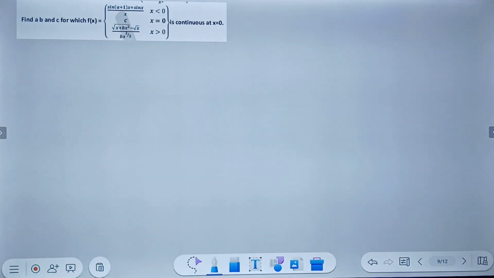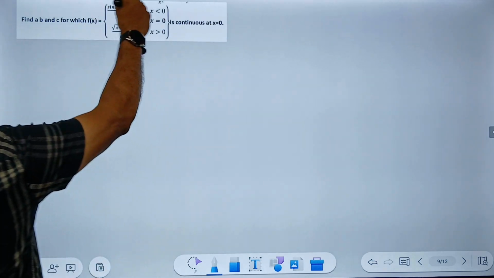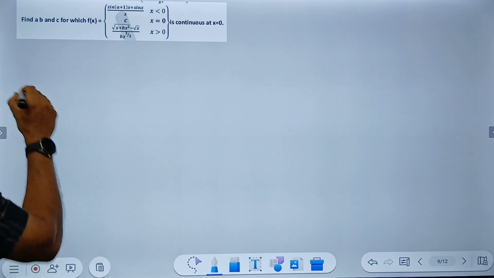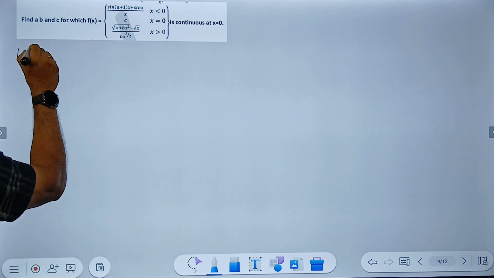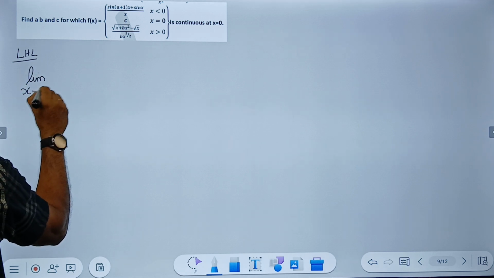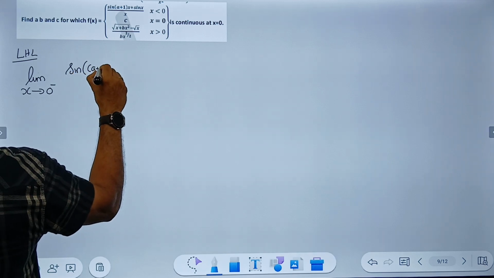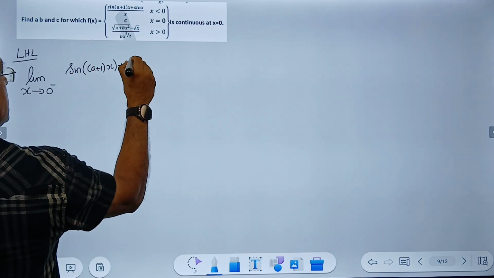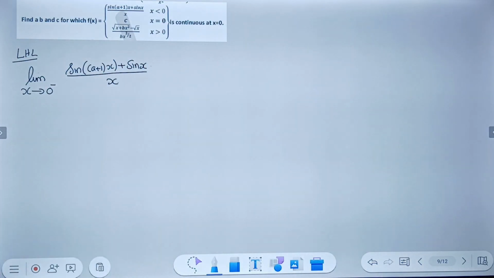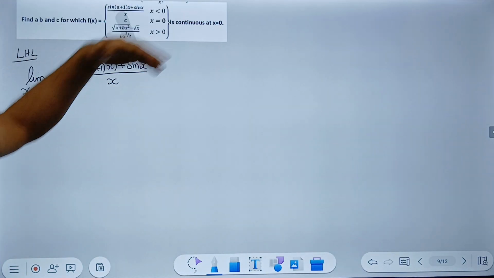Now find a, b and c for which the function is continuous. It's already given that this function is continuous, and I want to find the value of a, b and c. So let's first take the left hand limit. What is the left hand limit? Limit x approaches 0 minus sine of (a plus 1) into x plus sine of x, divided by x. Actually, this a plus 1 and x is part of the angle. It is not a plus 1 into x.